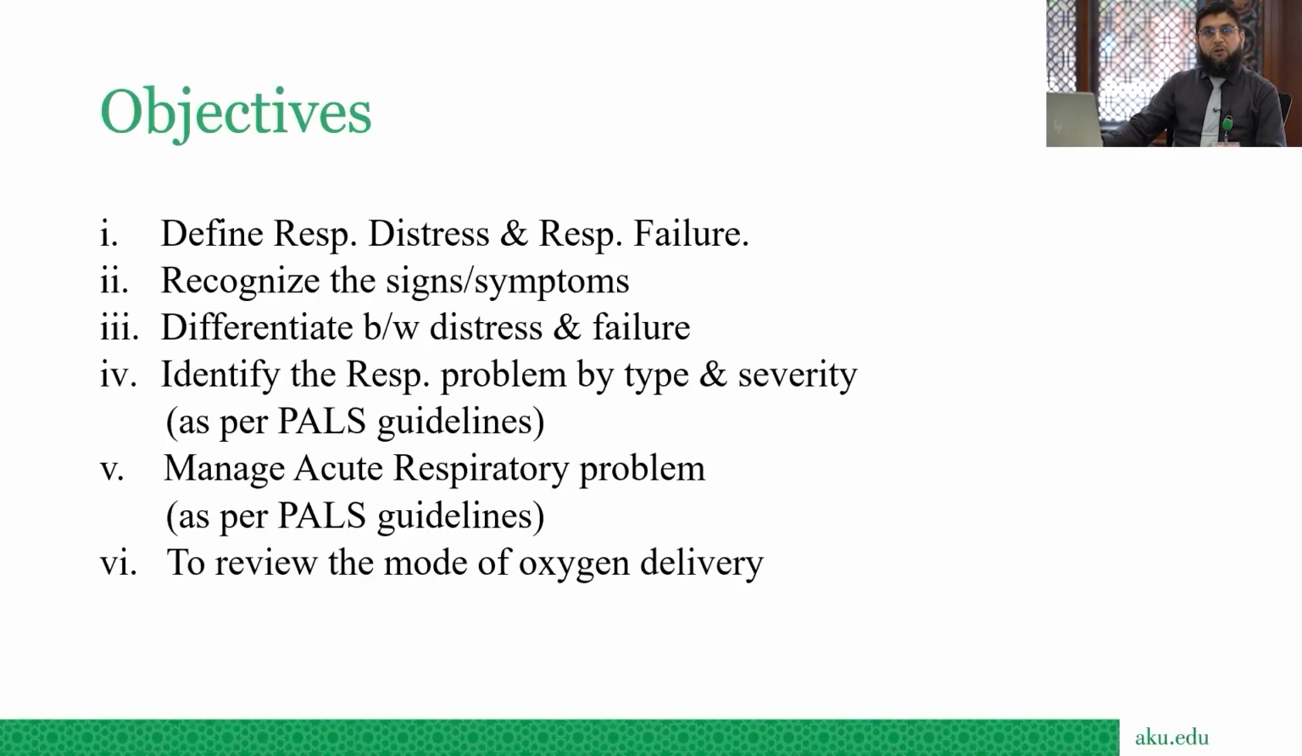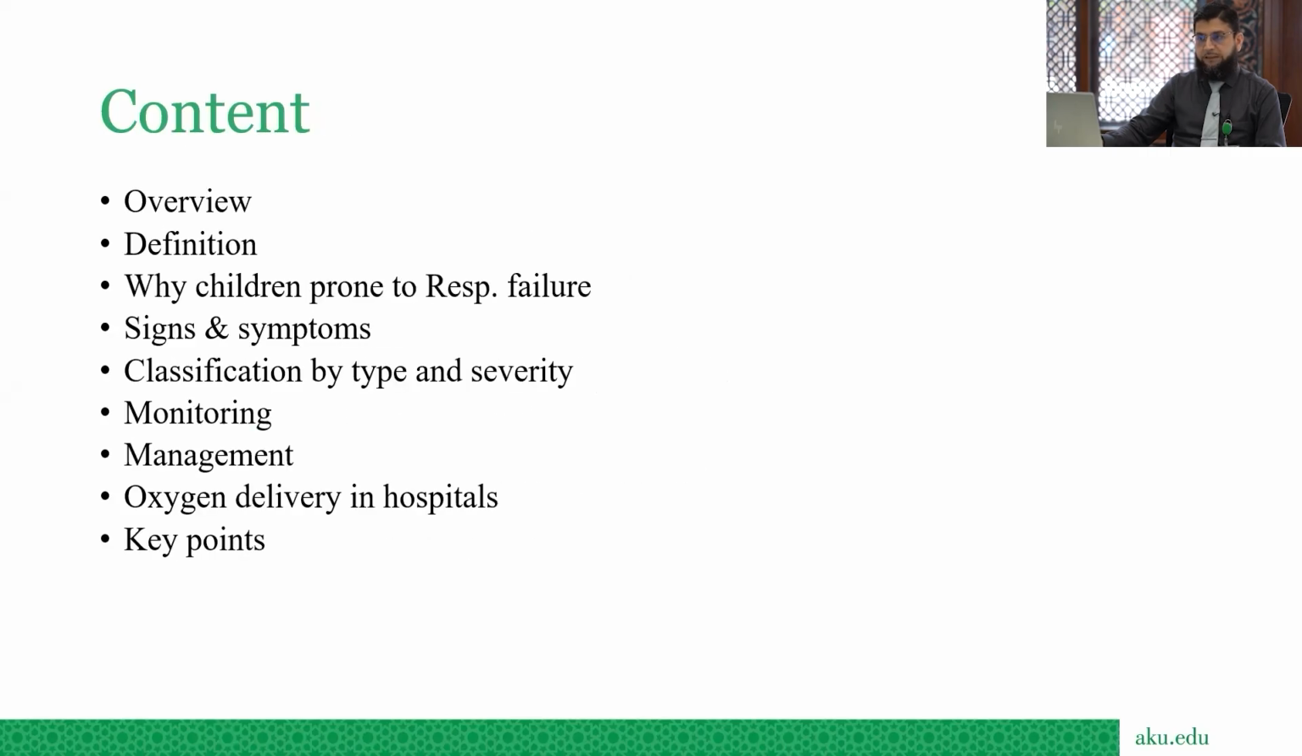In the objectives, we are first going to discuss respiratory distress and respiratory failure, recognize the signs and symptoms, differentiate between respiratory distress and respiratory failure, identify the respiratory problems, their type and severity, and how to manage these respiratory problems, and review the modes of oxygen delivery to these patients. It includes an overview, definitions of different terms, why children are prone to respiratory failure, the signs and symptoms, classification by severity and type, monitoring, management of these patients, oxygen delivery in hospitals, and key points.